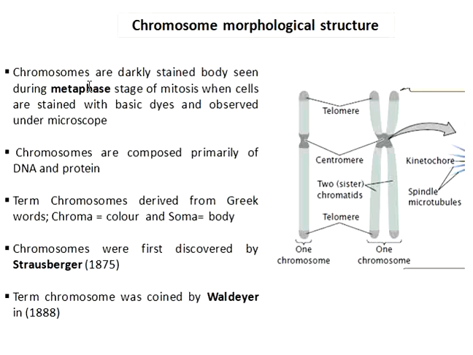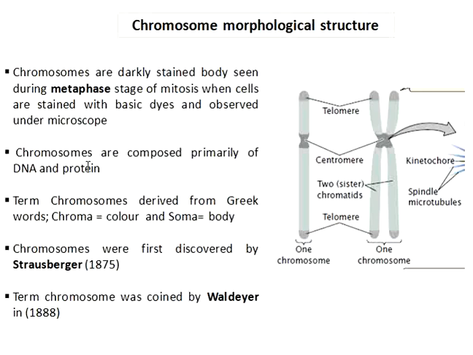Chromosomes are darkly stained bodies seen during the metaphase stage of mitosis, when cells are stained with basic dyes and observed under a microscope. Metaphase is the stage at which the chromosomes are highly condensed. So during this stage we observe a darkly stained body in the cell, and this darkly stained body we call a chromosome, when we stain the cells with basic dye and observe them under a microscope.